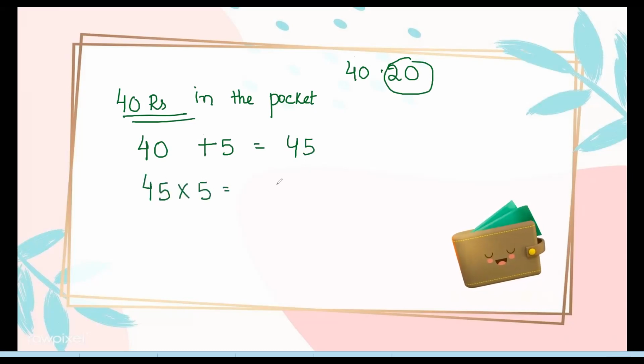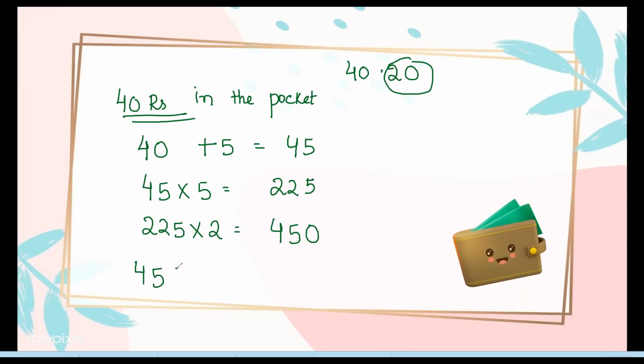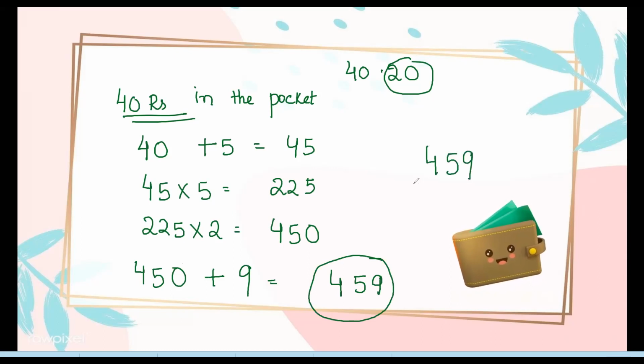Let me tell you, this is 225, right? Now double the answer. So 225 times 2, how much is it? 450. Okay. Now suppose, what is the favorite number? Suppose my favorite number is 9. So 459, right? So this number will be revealed to you as the answer, right?